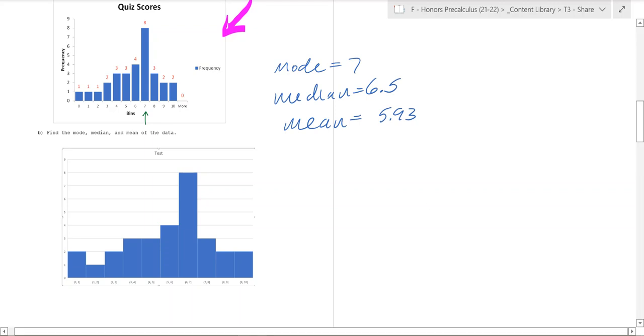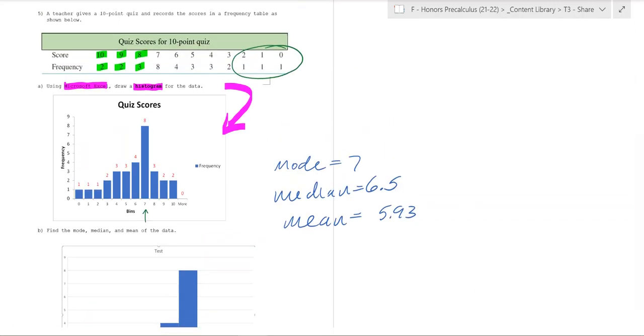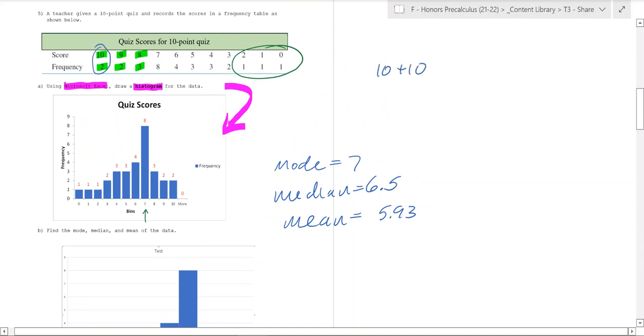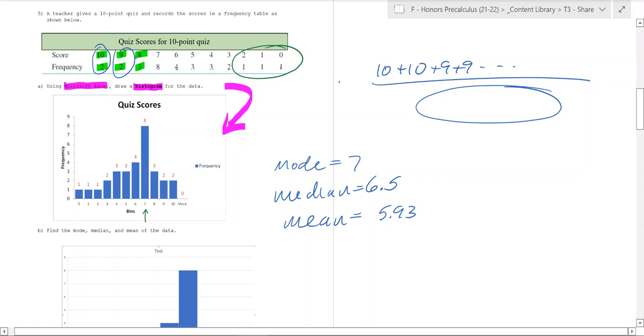So you'd add all of these together. When it tells you that 2 people got a 10, you would do 10 plus 10 right there, and then 2 people got a 9, you'd add 2 9s to it. You do the whole sum, and then you divide by the number of test scores. There's 2 plus 2 plus 3 plus 8 plus 4 plus 3 plus 3 plus 2 plus 1 plus 1 plus 1. That would be the total number, and that would be your X bar right there. That would be your mean.